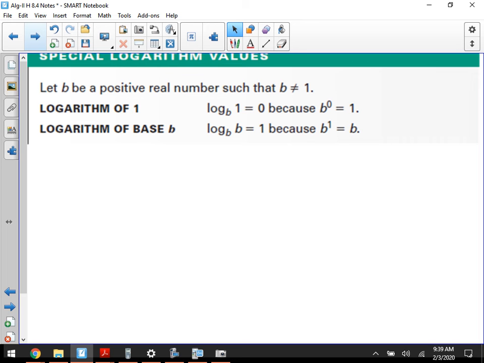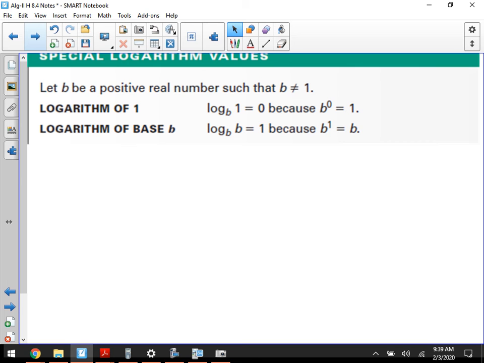Log base b of b is 1 because anything to the first power is itself. Those are the two main properties that we deal with for logs. Those will be the two main properties we deal with when we start graphing. As you can see, we'll be substituting in values for zeros and ones as we go through it.